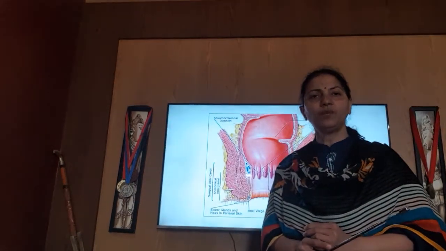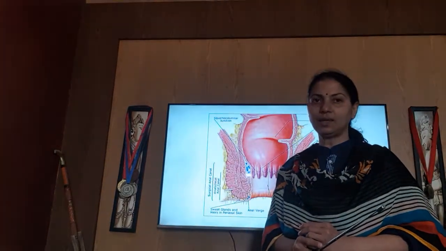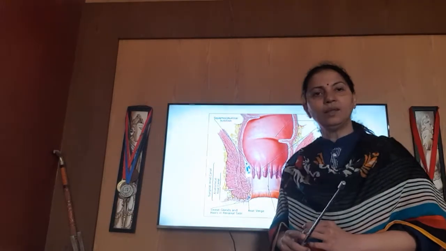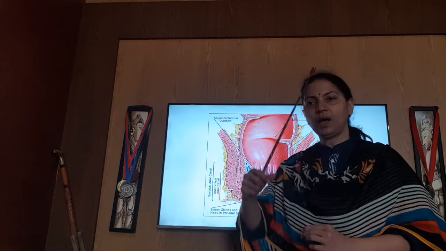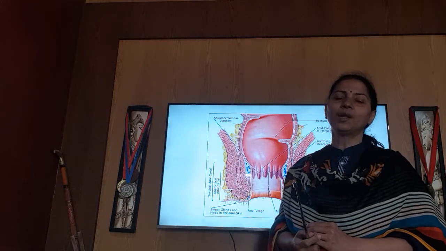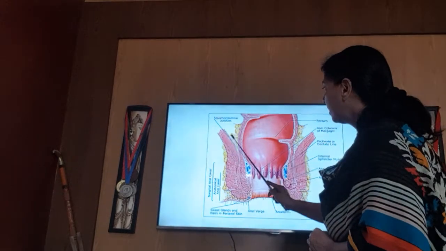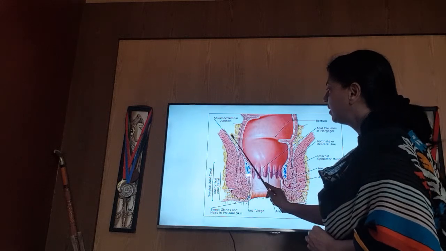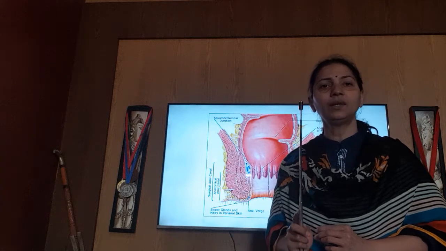Now, one more very important landmark in the anal canal is at the junction of rectum and anus. There is the ampulla of rectum, and it is pulled anteriorly by the puborectalis muscle. And to this puborectalis muscle, fibers are given off by the external anal sphincter as well as the internal anal sphincter, and this ring should remain intact.